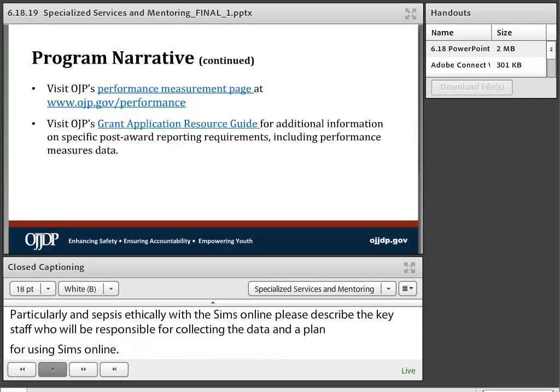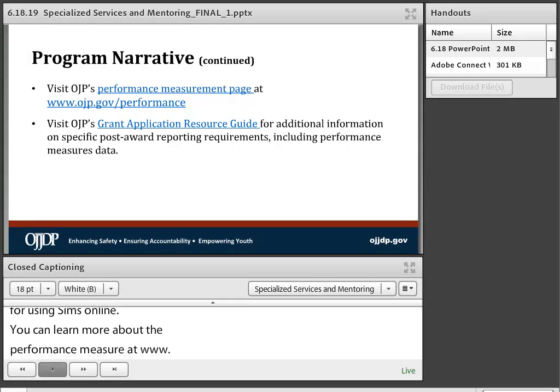And here you can learn more about our performance measures at www.ojp.gov/performance. And I put in again, just really highlighting once again, the grant application resource guide that has all the information you need on post-award reporting, including our performance measures data.